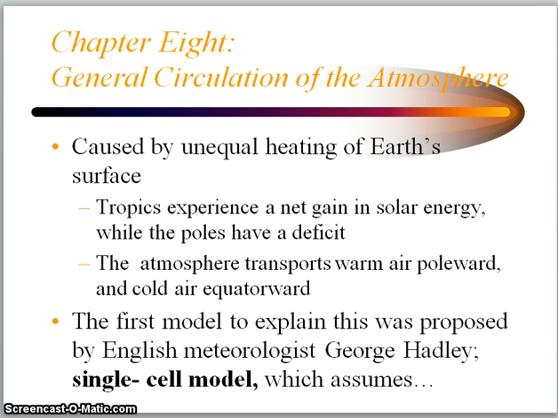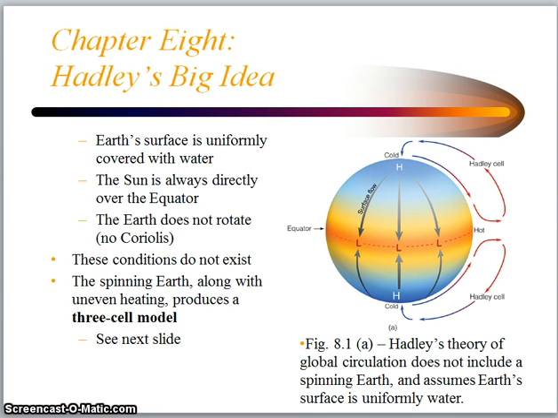The first model that kind of explained this was proposed by an English meteorologist in the 1700s by the name of George Hadley, who devised what he called the single-cell model of atmospheric circulation, which assumes that Earth's surface is uniformly covered with water, the sun is always shining directly over the equator, and that the Earth does not rotate on its axis, i.e. no Coriolis. These conditions obviously don't exist.